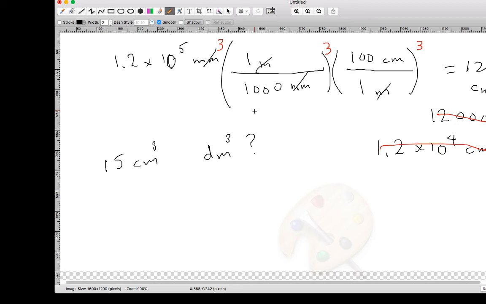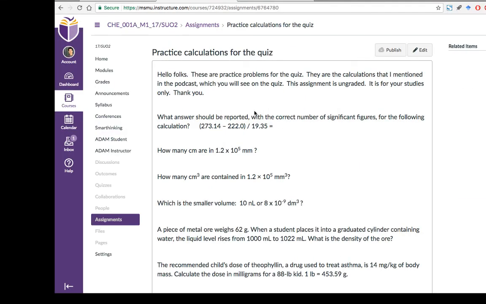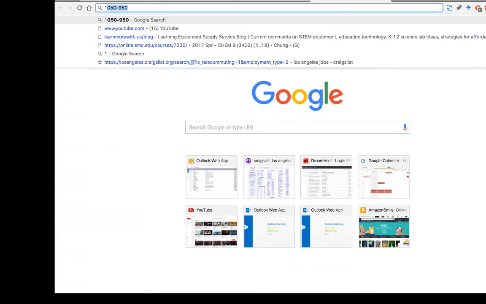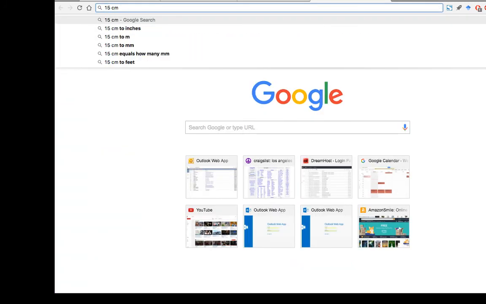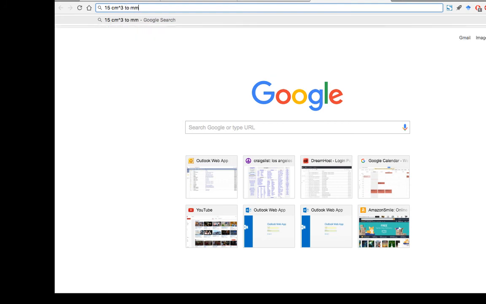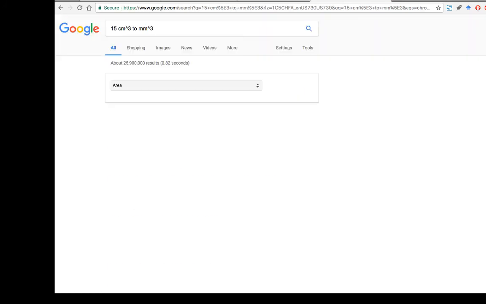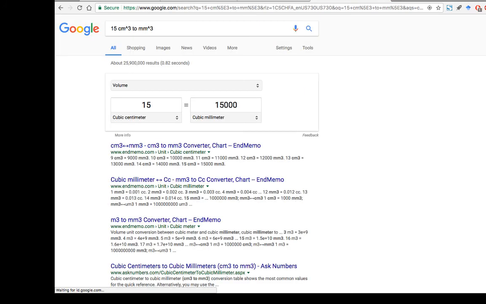I know what you're thinking. How would I know the correct answer? Let me show you. Google knows all of those. See, 15 centimeters cubed is 15,000 millimeters cubed. See that? The answer is right there. Of course, you cannot use Google on the quiz.